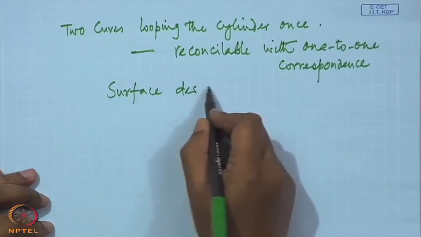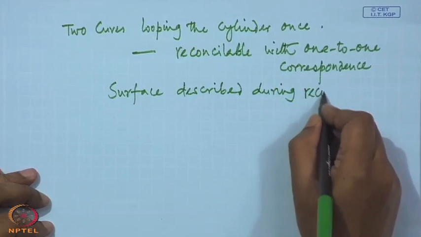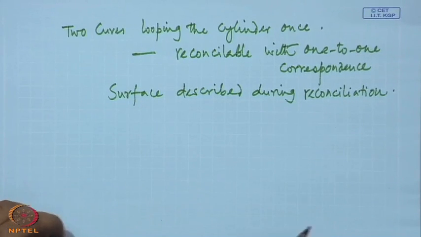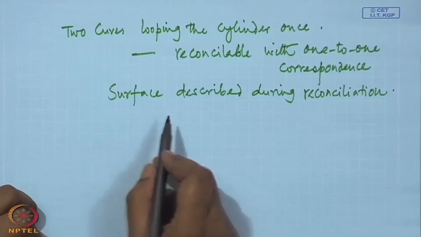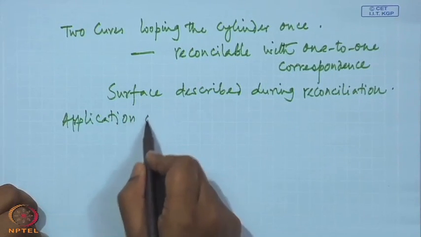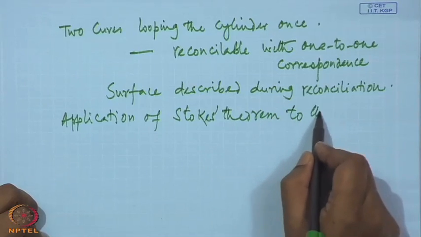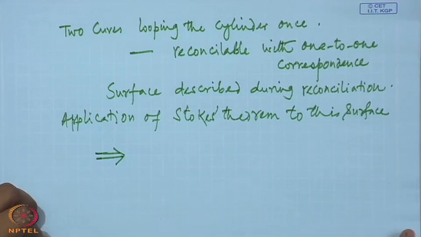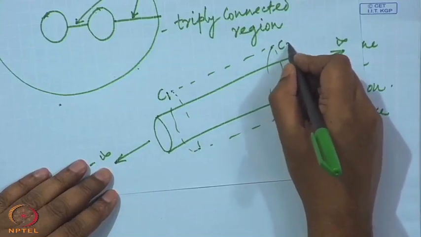Surface described during reconciliation, so then application of Stokes theorem to this open surface. Let us for simplicity call this curve path C1, this curve C2.